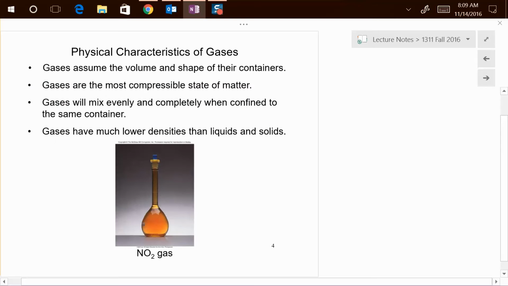So gases assume the volume and shape of their containers. If I have a gas in a bottle and I open that bottle, it escapes and fills this room. The new volume of that gas is the volume of this room, right? So it can change shape and it can change volume. I can compress a gas. Gases are compressible. Solids and liquids are not compressible, but gases are. They have much lower densities because the particles are spread far apart, not in contact touching one another. They diffuse or mix evenly as homogeneous mixtures.